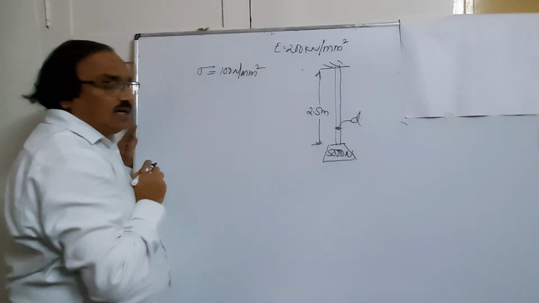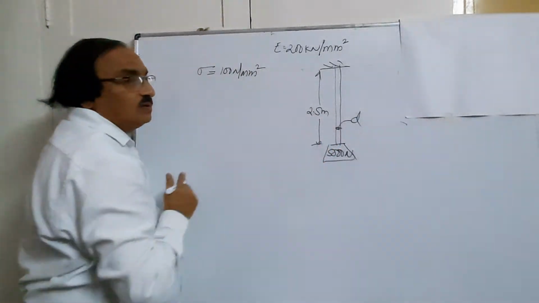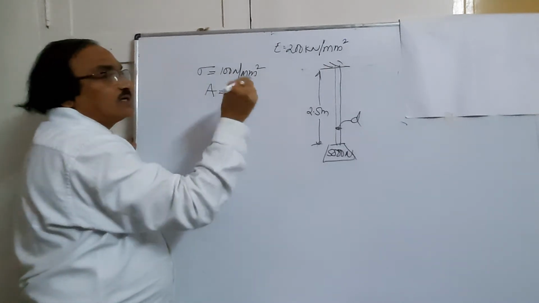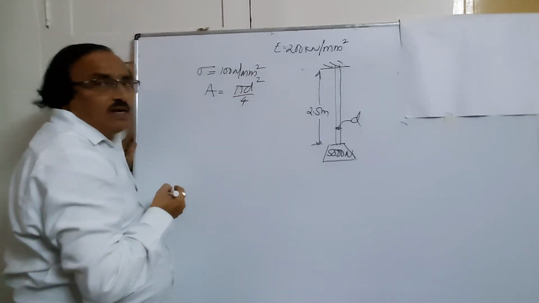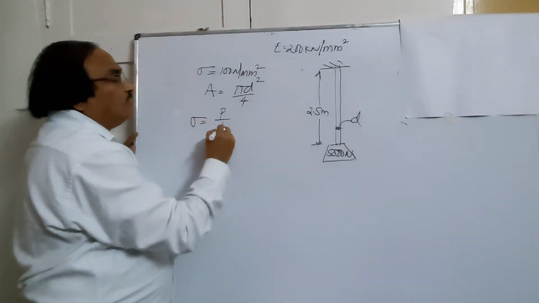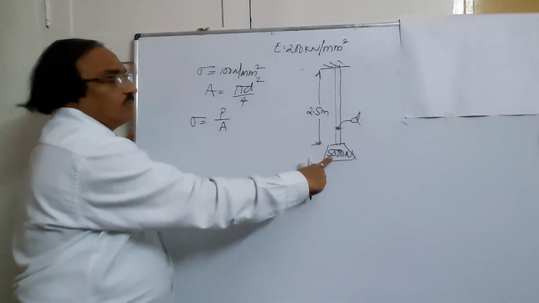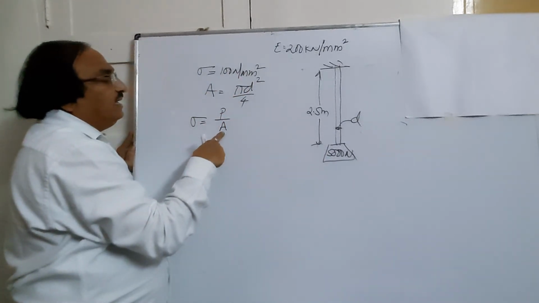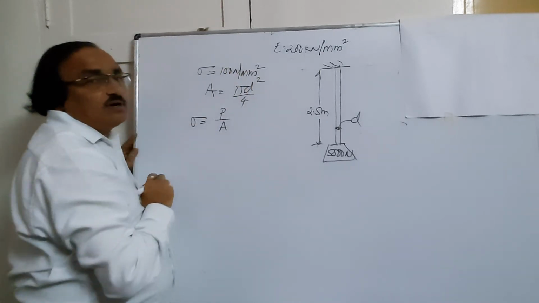He has given you the Young's modulus. So now here you are required to find out the diameter. For that, the area of the circular cross section is pi d squared by 4. You know stress is given by load by area. You know the load, you know the stress. If you substitute, you get area. You equate this area to this formula, and you will get the diameter of the bar.